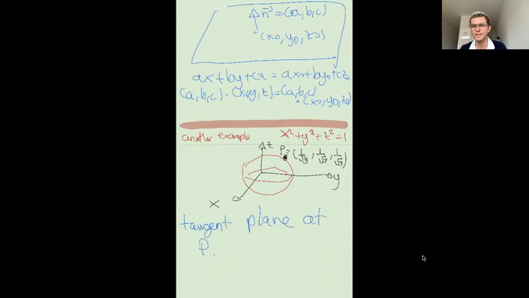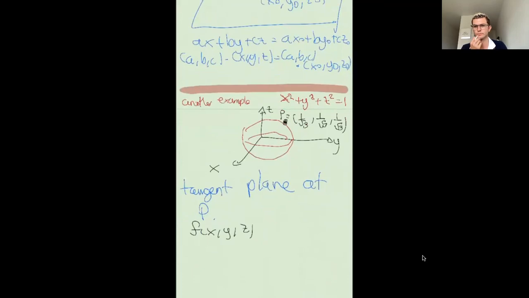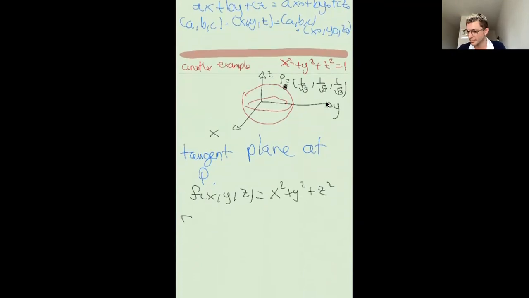So what's the function in this case? What is f in this case? Two x, 2y, and 2z. Well, that's a gradient, right? Good, but yes, you gave me the gradient immediately. The function f is just the function that defines the equation of the sphere. It is x squared plus y squared plus z squared, right? And then the gradient, as you pointed out, is (2x, 2y, 2z). Is that okay?